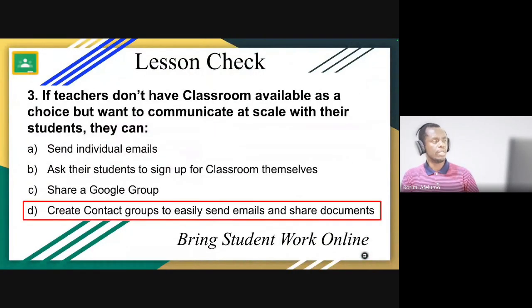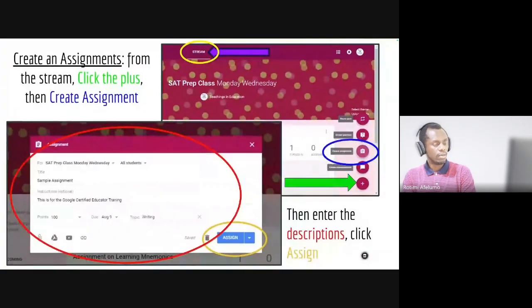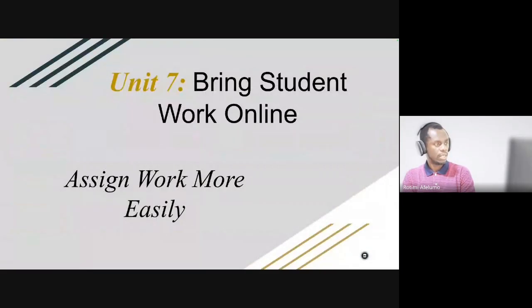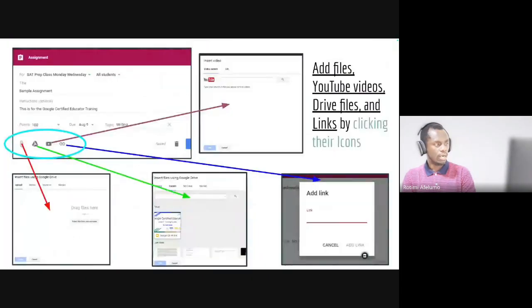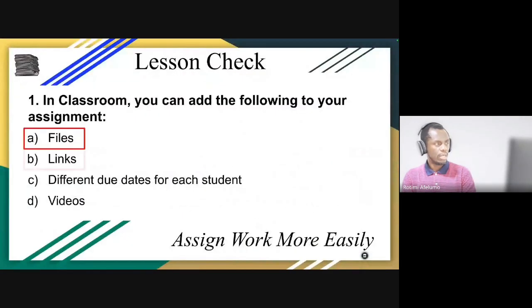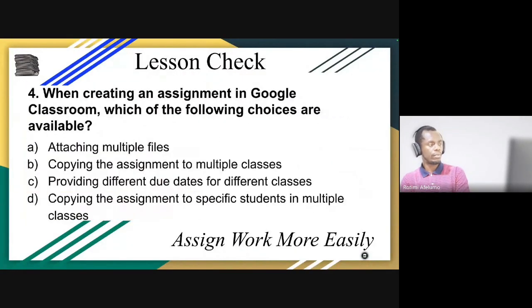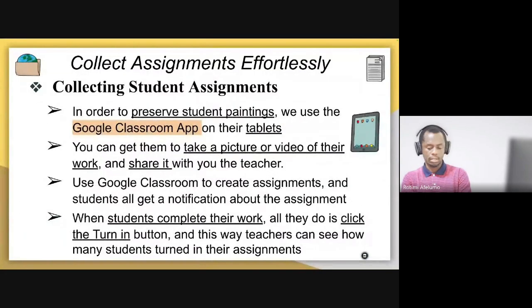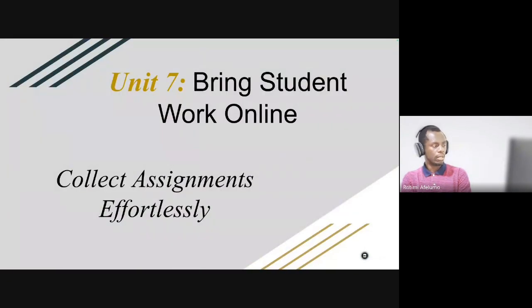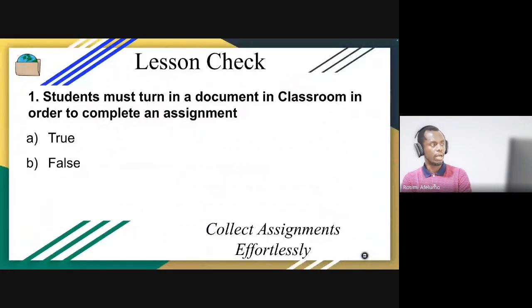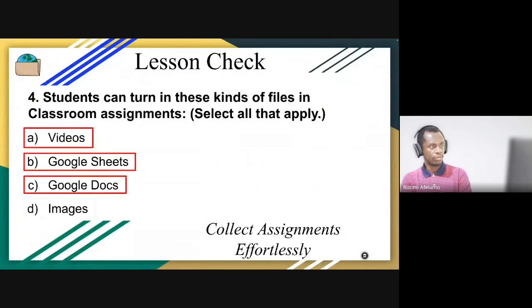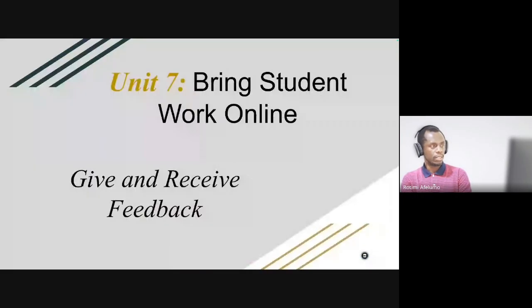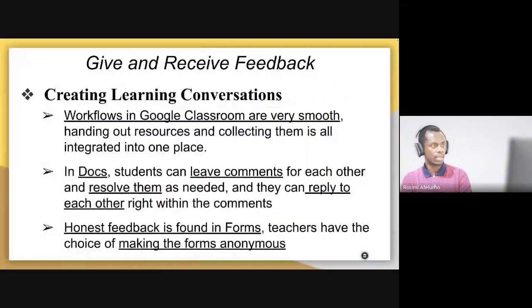Let's look at 8. Let's see what we can cover in 8. What happens in 8? Bring your work online, assign work easily. That's Google Classroom. And then unit 8 is online collecting assignments. All of this will be in depth. This is providing feedback. Okay.